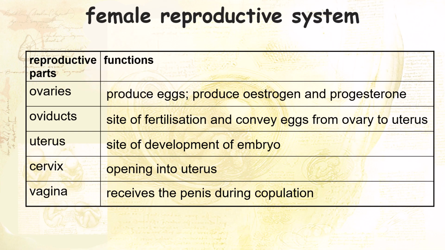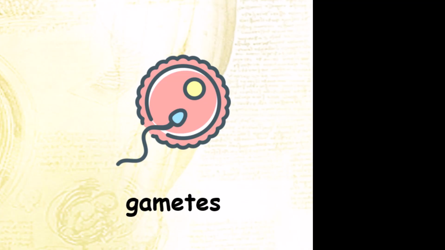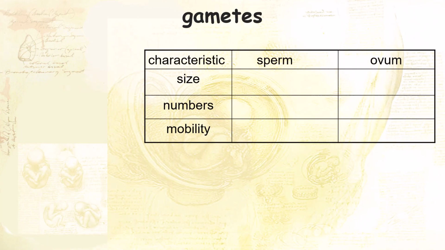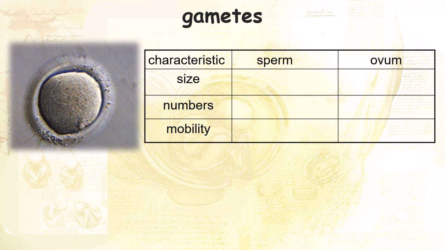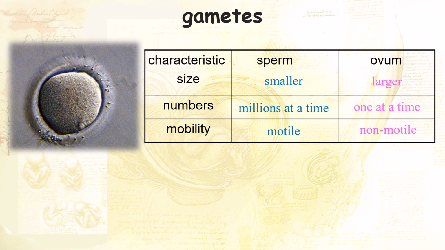Besides the different reproductive systems, there are also male and female gametes. The male gamete is known as sperm, while the female gamete is known as an ovum or egg. Sperm are much smaller than eggs but are released in the millions. While typically only 1 egg is released during one cycle, sperm can move by themselves, while the ovum cannot.